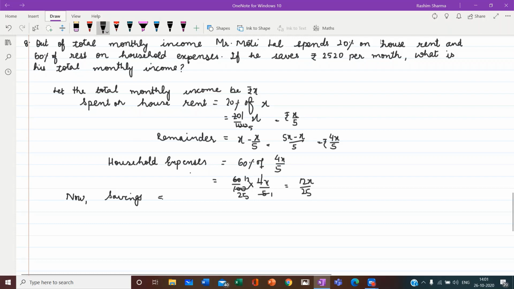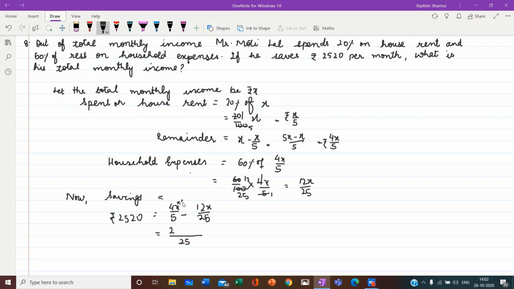It means after spending money on house rent and household expenses, the rest he saves. Okay, so what will be the saving here? Saving will be equal to the remainder 4x on 5 minus the money spent on household, that is 12x on 25. In amount, saving is given to us as rupees 2520. Now we can solve it and find the value of x here. So let us take LCM. 25 will be the LCM. So here we get 5 5s are 25.